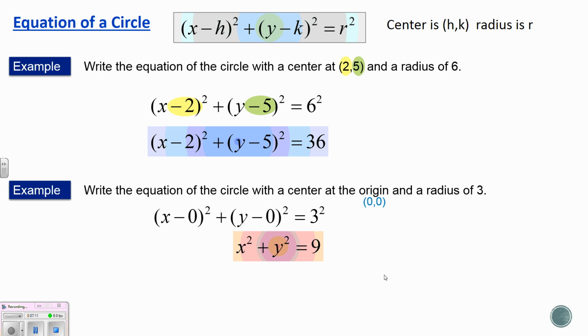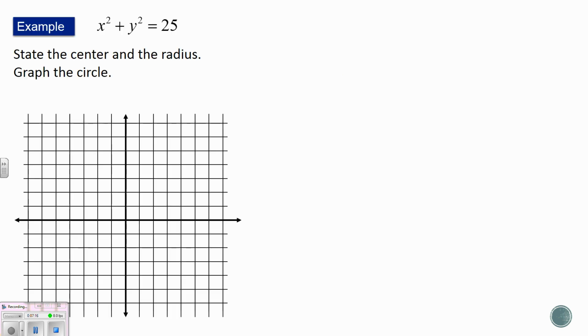Okay, so now that we kind of have that, let's talk about graphing these things. So here's my first example. We have x squared plus y squared is equal to 25. State the center and the radius, and then we have to graph the circle. So the center, what do you think the center is? Hopefully you guys said the origin, 0, 0. And what do you think the radius is? I'm hoping you guys said 5.